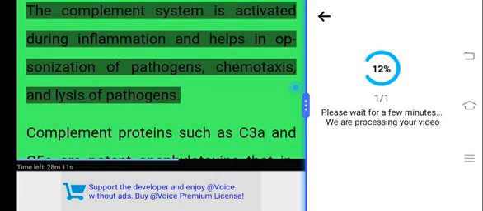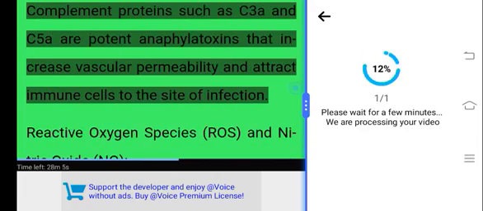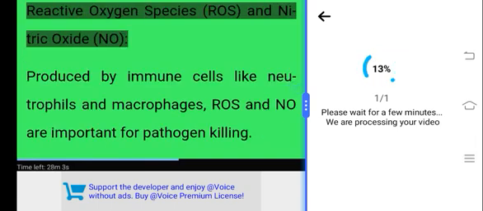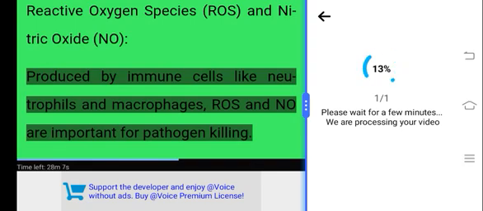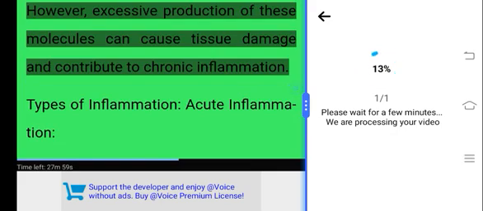Complement system. The complement system is activated during inflammation and helps in opsonization of pathogens, chemotaxis, and lysis of pathogens. Complement proteins such as C3a and C5a are potent anaphylatoxins that increase vascular permeability and attract immune cells to the site of infection. Reactive oxygen species (ROS) and nitric oxide (NO), produced by immune cells like neutrophils and macrophages, are important for pathogen killing. However, excessive production of these molecules can cause tissue damage and contribute to chronic inflammation.